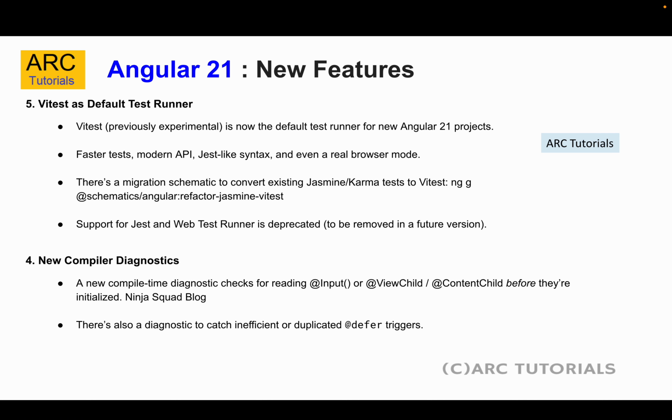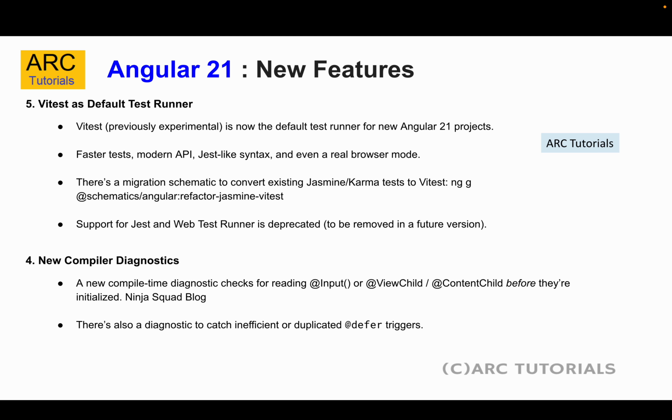Now, Vitest is the default test runner. So good news on that. Earlier, we used to use Karma as a test runner, but now everything will be through Vitest. It was in experimental mode in Angular 20, I believe, but now it's the default test runner. You would still write your tests and run them now with Vitest. It gives faster tests and a modern API. It has Jest-like syntax, and even a real browser mode. Excellent. We'll write some unit tests using Vitest as well.